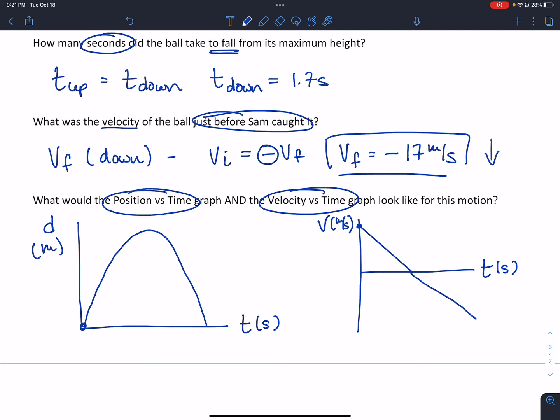All right, so that should give you a good idea about the three different types of motion we come into contact with. We're talking about free fall, the graphs that go along with them, and where things should be negative in terms of velocity and what our acceleration value should be. If you have any questions, let me know.